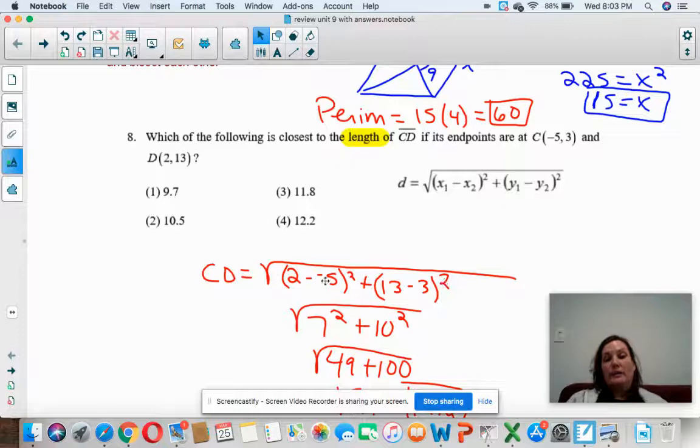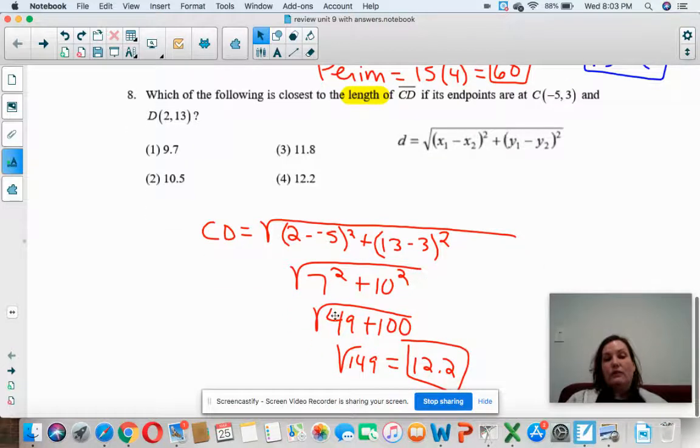All right, and be careful with your minus negatives. This is 7 squared. 13 minus 3 is 10 squared. So that's 49 plus 100 is 149. And I take the square root of that, which is 12.2. So that is choice 4 right here. Okay, I didn't circle that one. All right, that's page 1.